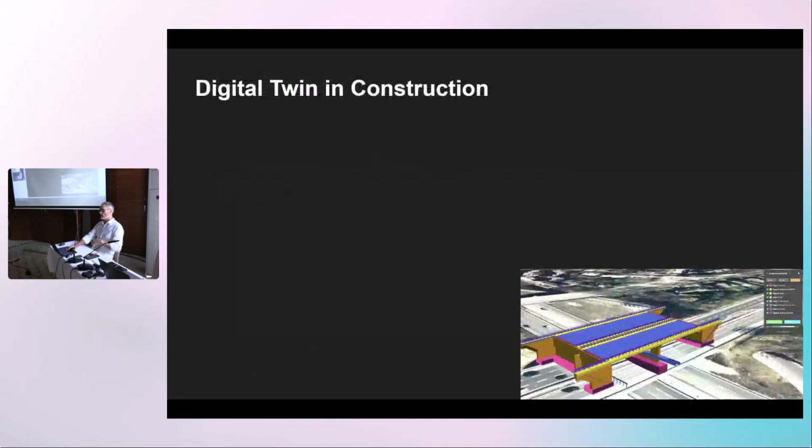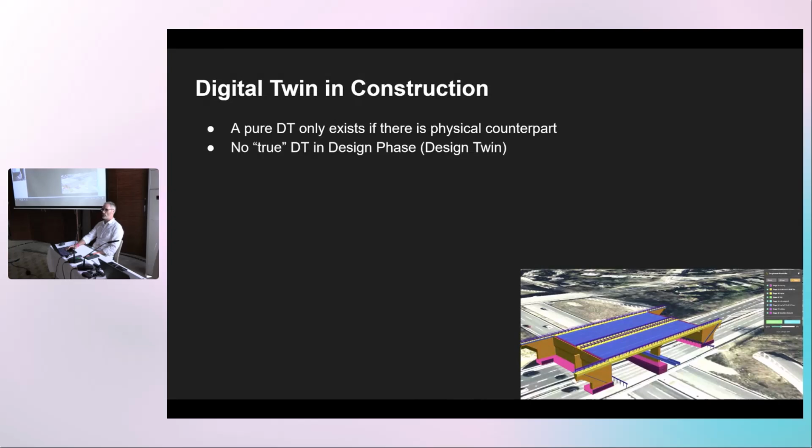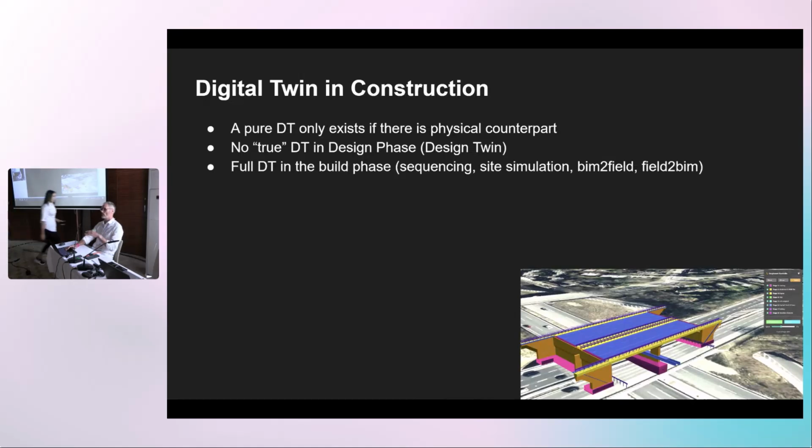So digital twins in construction: a pure digital twin by definition only exists if there's a physical counterpart. So a pure BIM model is not a digital twin in a classical sense. So there's no true digital twin in the design phase because the physical counterpart does not exist. But it's the start of the digital twin journey. In the build phase, usually we already have a full digital twin. Think about the construction simulation, the sequencing, site simulation, BIM to field. So whenever there's the first part of the physical counterpart, it's the start of a digital twin.